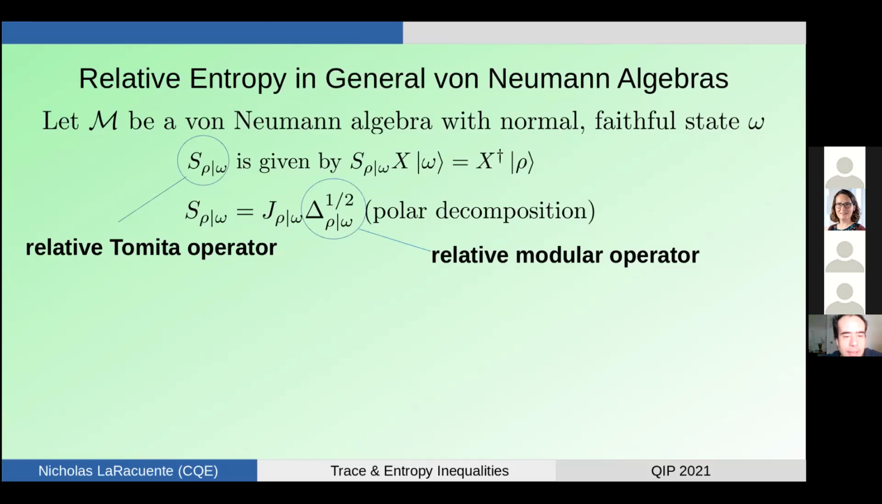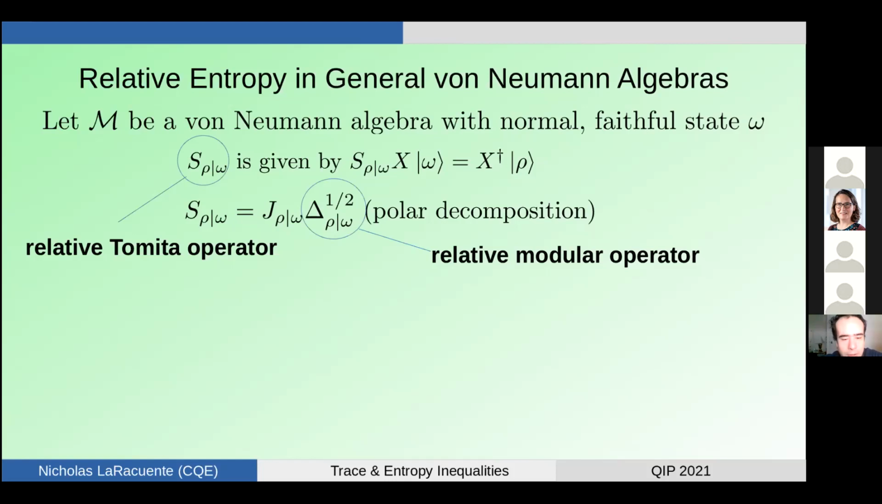And that's given by S rho omega acting on an operator applied to a purification, so a ket omega. It flips X to its adjoint and flips the state from a purification of omega to one of rho. And then in this standard construction, one would take the polar decomposition and get this J and this delta. And the delta here is what's called the relative modular operator. So this is all standard Tomita-Kosaki theory.